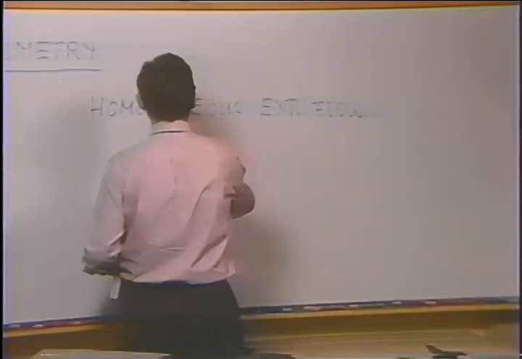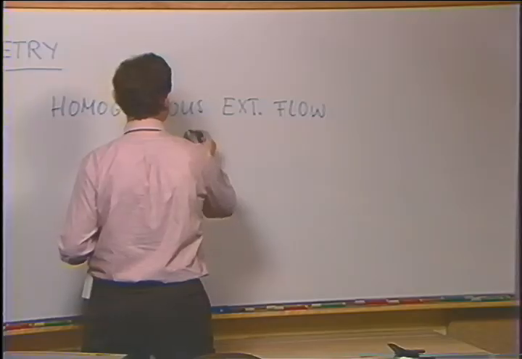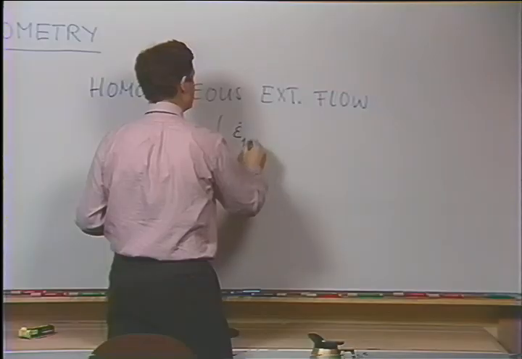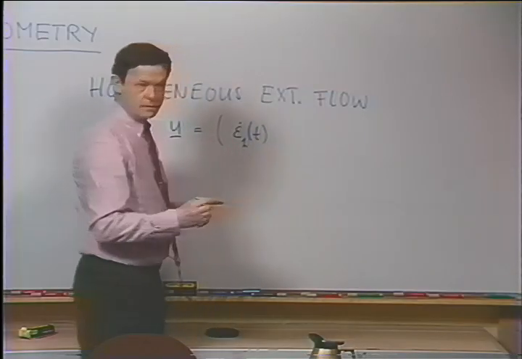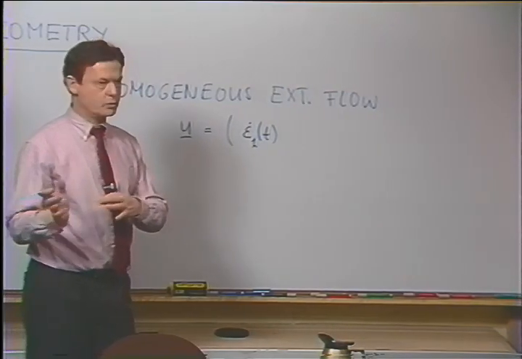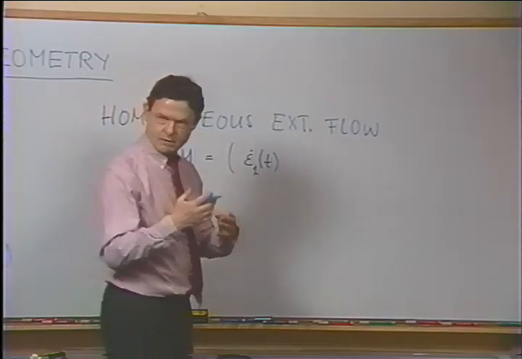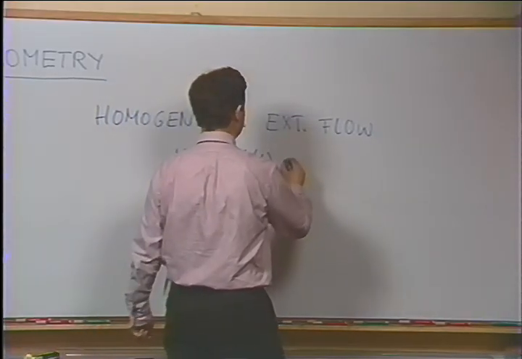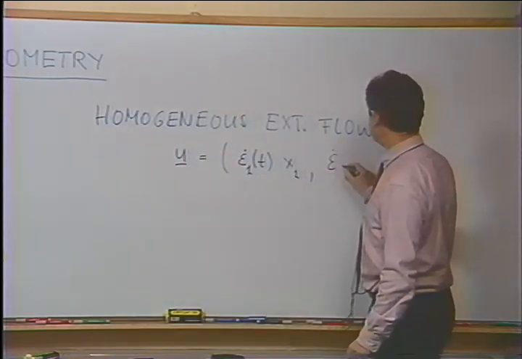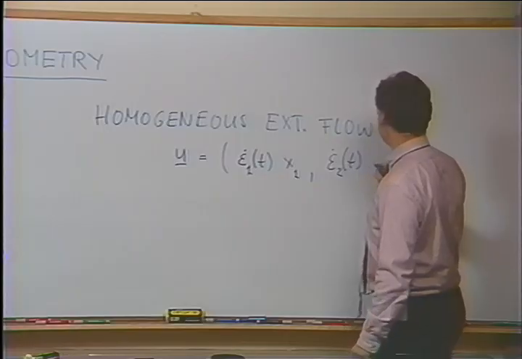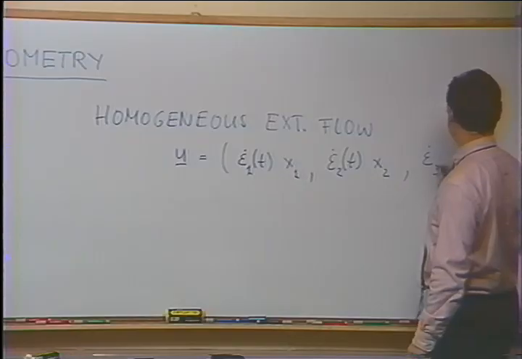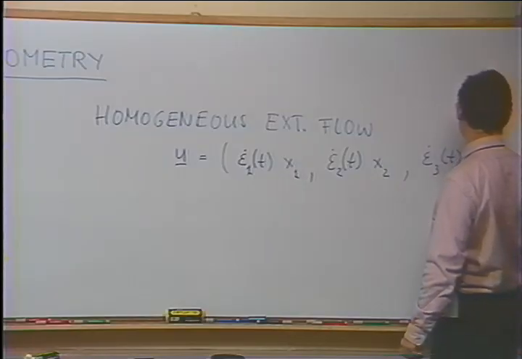And if you do that, you will find that the velocity field is given by the components. Take the extension rate in one direction, which still could be time dependent. You know, the extension rate could be uniform throughout the sample, but it could be a startup or a stopping of flow and relaxation. We just require that it's uniform. So extension rate in one direction times x1, the extension rate in two direction times x2, and the extension rate in three direction times x3.